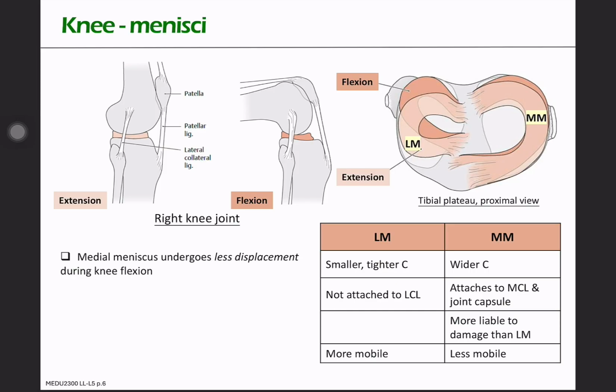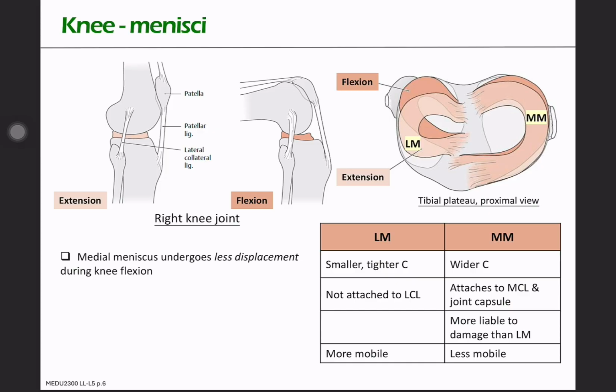First, the lateral meniscus has no relationship with the LCL. Second, the lateral meniscus is smaller with a tightened C shape, while the medial meniscus here has a wider C shape and is firmly attached to the MCL here. These differences in mobility explain why the medial meniscus is more prone to injury.